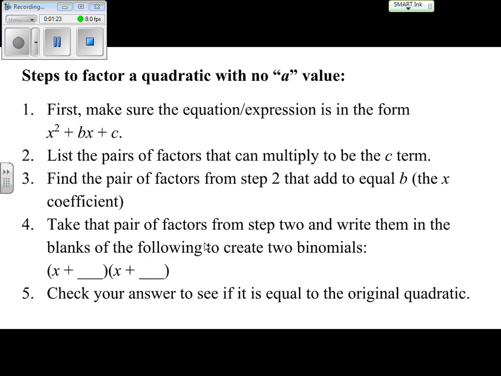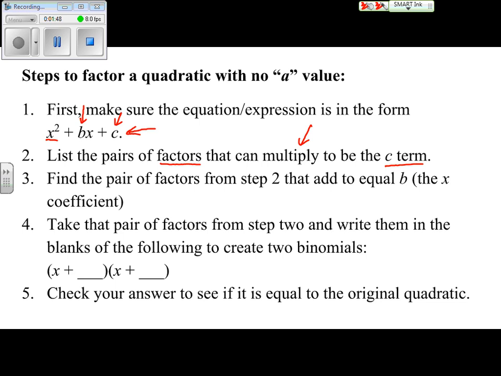Quick reminder on the steps that we'll be using to do this. Again, we want to check to make sure that we have a quadratic. It should have an x squared term. We'll be focusing a lot on this constant number, which we refer to often as c, and our coefficient of x, which is b. We're going to list the pairs of factors that can multiply to be the c term. Again, factors are numbers that, as it says, multiply to be a number. So two whole numbers that multiply to equal our c term.